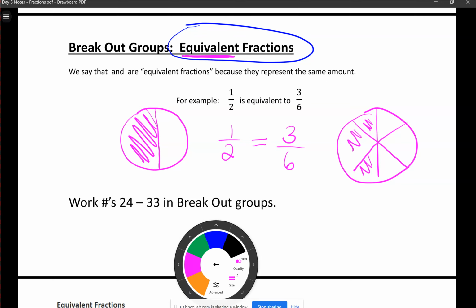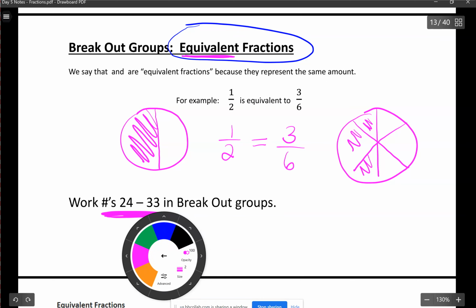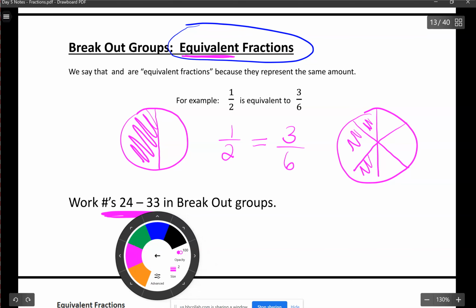So you're going to explore this idea of equivalent fractions in breakout groups. I'm going to share a PowerPoint with you, and you're going to do problems 24 through 33. It's the same as in your notes, same problems. Then when we come back together, we're really going to hit order of operations and equations using a calculator to help us with all the operations with fractions, okay? Before we go into breakout groups, any questions about anything we've done so far?